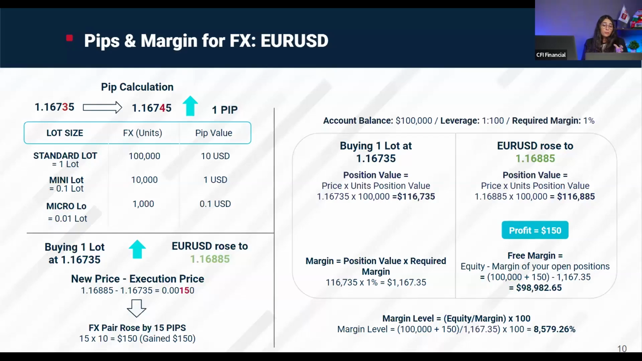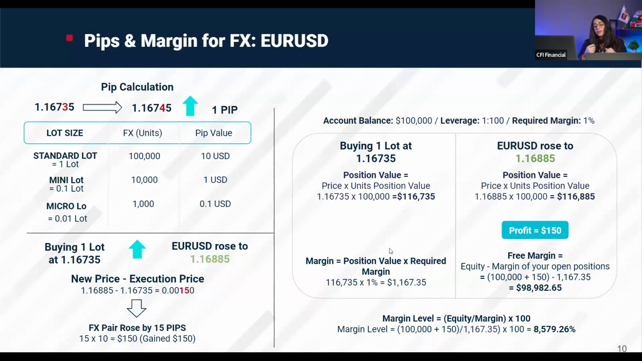To calculate the margin, I take my position value, $116,735, and multiply it by my required margin, which is 1%. So it's going to cost me $1,167.35 to enter the trade. So you can see how leverage plays a role.